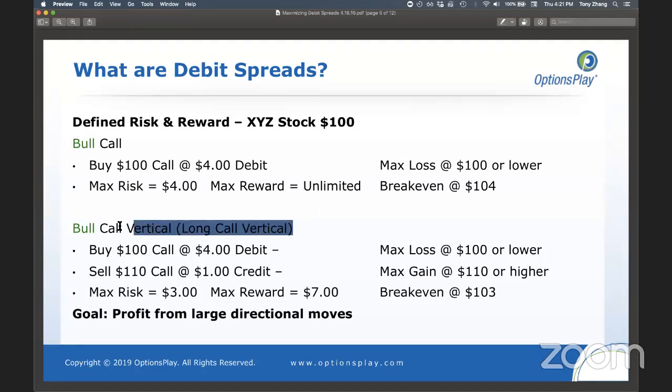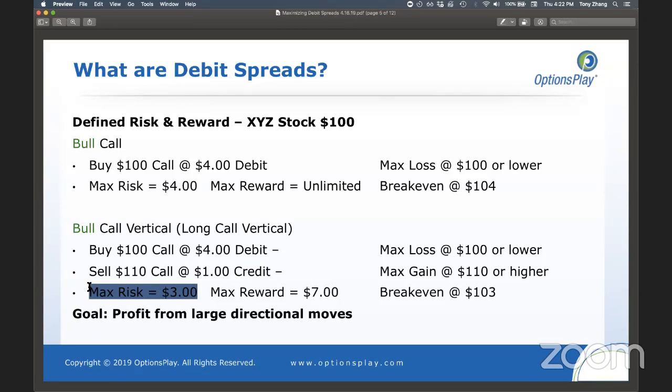So when we're buying a call vertical, we're doing the same thing. We're still going to buy that $100 call for $4, but now we're going to sell a higher call against that. Here we're going to sell a 110 call, a call that's $10 above the current price. And for that, let's say we receive a $1 credit. So now the net of the whole trade, instead of paying $4, is only $3, because we're paying $4 for the call and receiving $1 for selling that 110 call. So now our max risk goes from $4 down to $3.